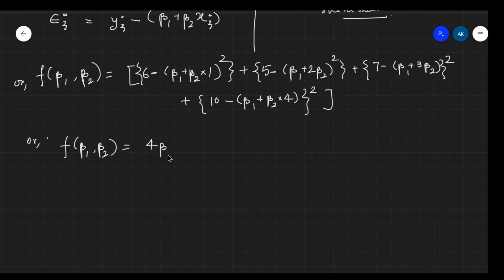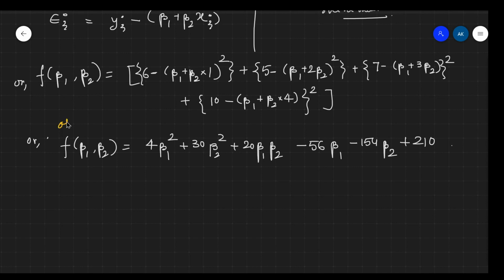4 beta 1 square plus 30 beta 2 square plus 20 beta 1 beta 2 minus 56 beta 1 minus 144 beta 2 plus 210. So this is our big objective function. This is our objective function, and you have to minimize this.